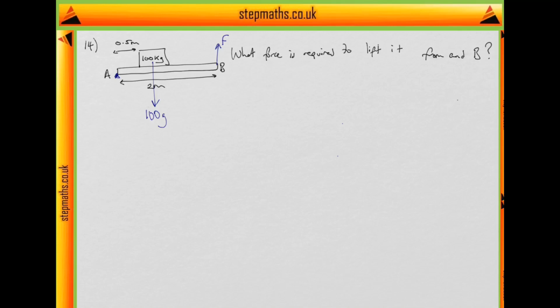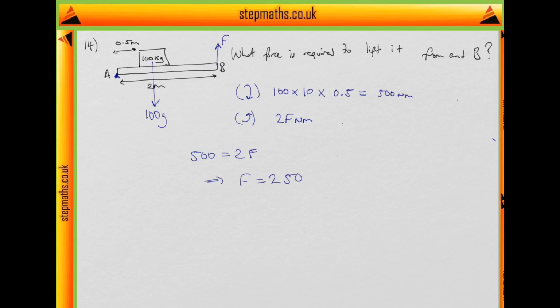So we'll do anti-clockwise and clockwise. Anti-clockwise is, well, the only force downwards is the weight. So that's 100 times g, 10, times its distance, 0.5, which gives us 500 newton meters. And then clockwise, well, it's going to be the only force upwards, F, times its distance, 2 meters. So that's 2F newton meters. And to lift it, we want them to be equal. So we have 500 is equal to 2F, which tells us that the builder must apply 250 newtons of force.